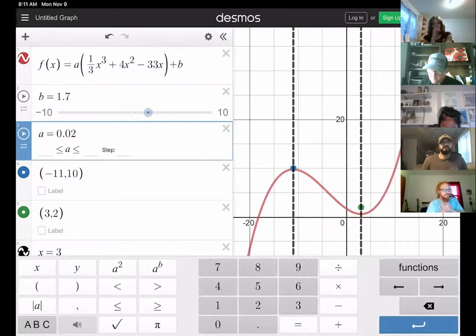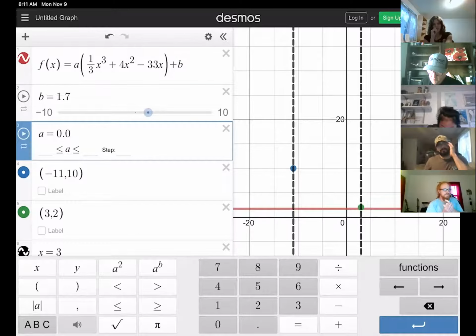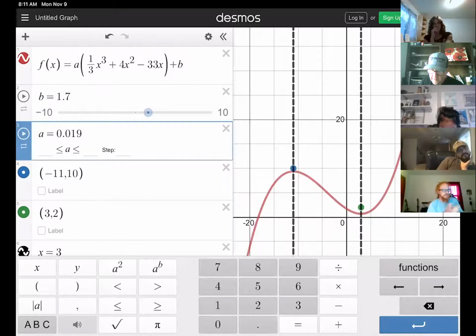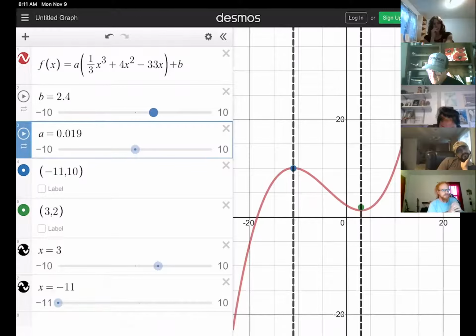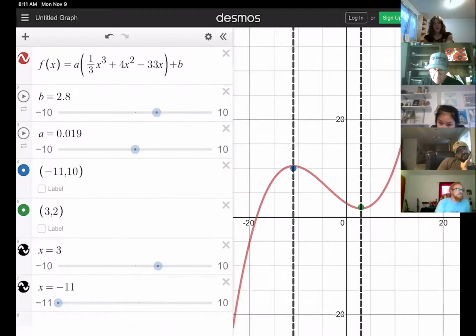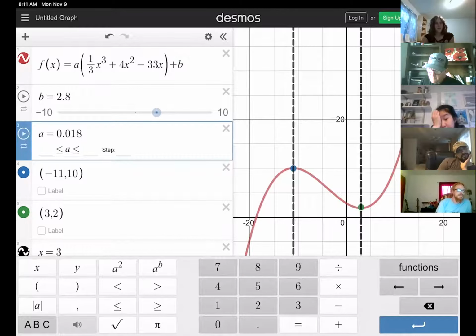0.22, 0.019. I don't know what to try. Let's see, slide this up a little bit. See, I'm getting darn close. Let's try 0.18. Eric, and again, I want to emphasize, do you need calculus to build an Adirondack chair?